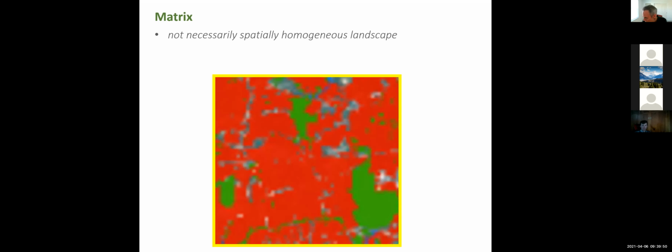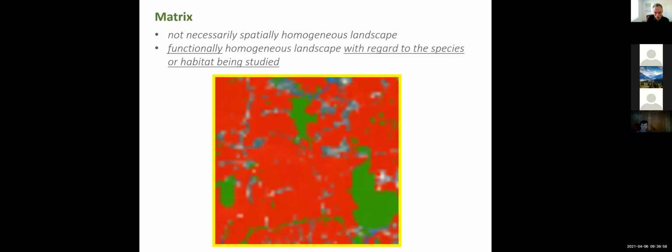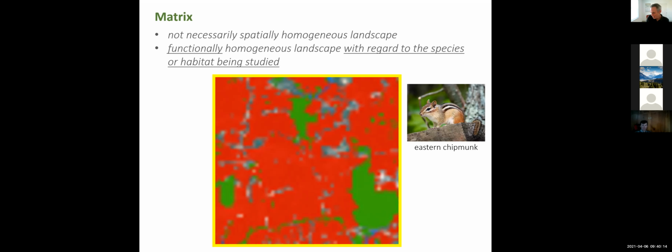Even though this matrix is not a spatially homogeneous landscape, it can still be characterized as a functionally homogeneous landscape with regard to the species or habitat that's being studied. In this case, we are looking at perhaps a forest species like the eastern chipmunk, or even that wily faux finch that keeps popping up.